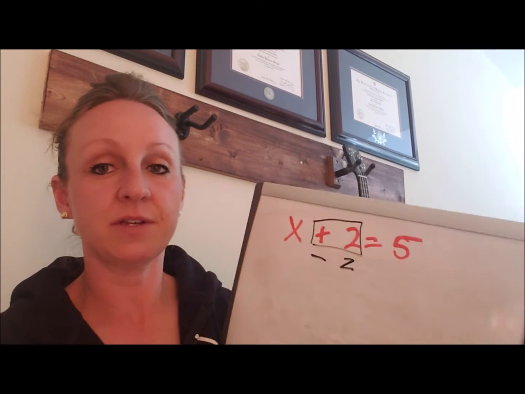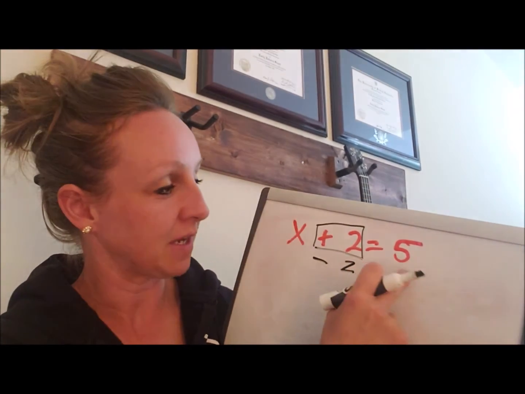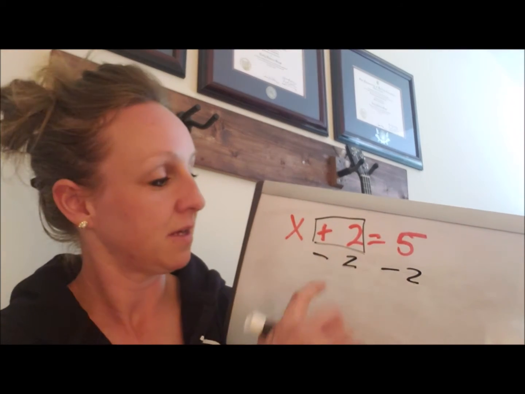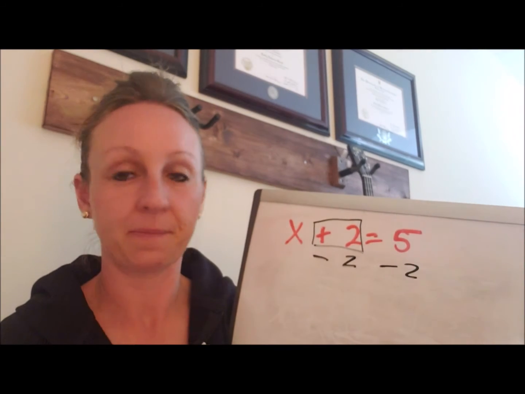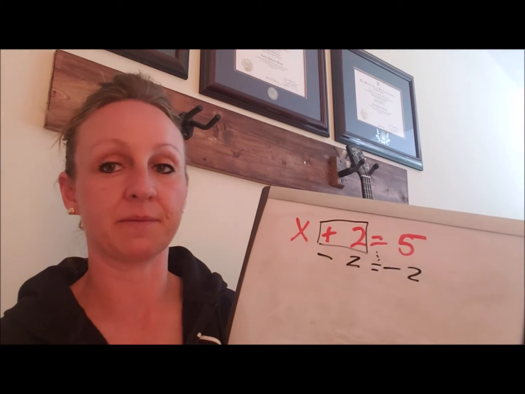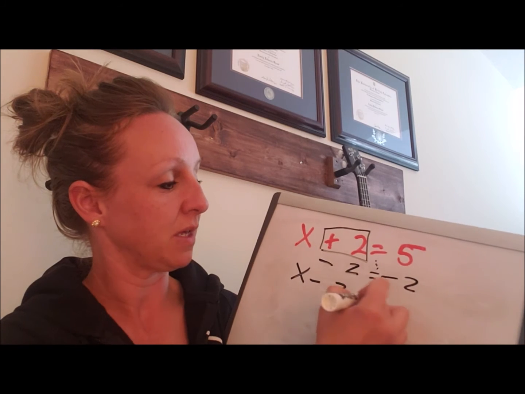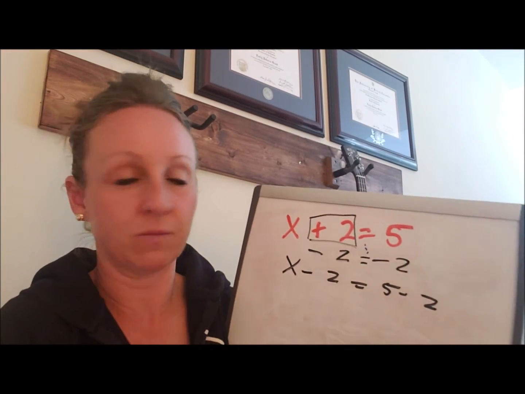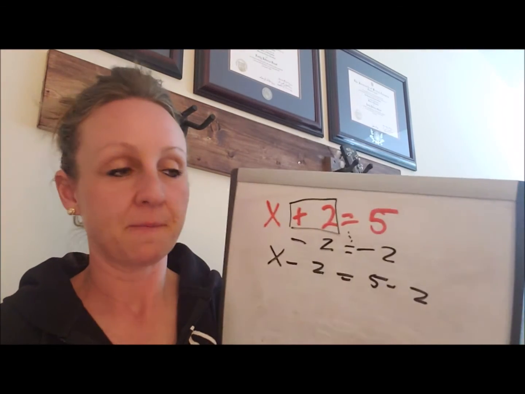So I need to get rid of the 2, so I'm going to stick in minus 2. On this side, I'm also going to subtract 2. Minus 2, minus 2, it's the same number. Then I'm going to bring my equal sign down here. So now my equation actually looks like x minus 2 equals 5 minus 2. And what I'm doing here is called showing my work.